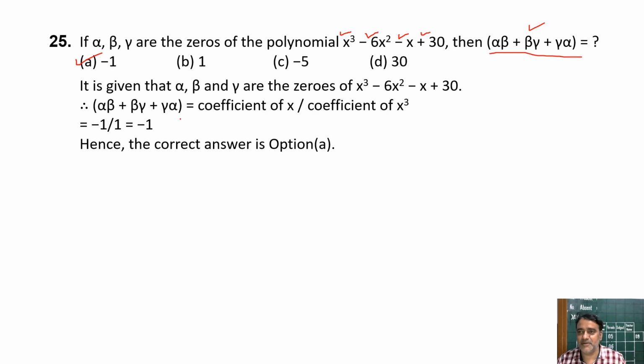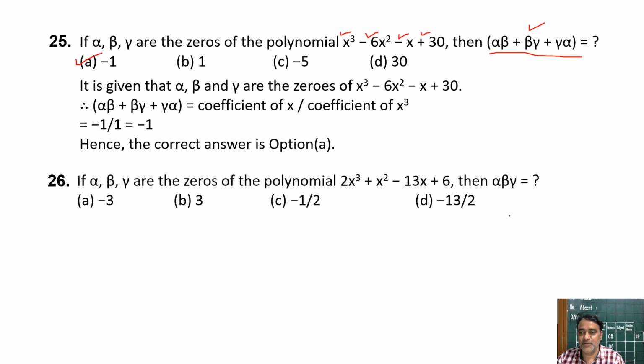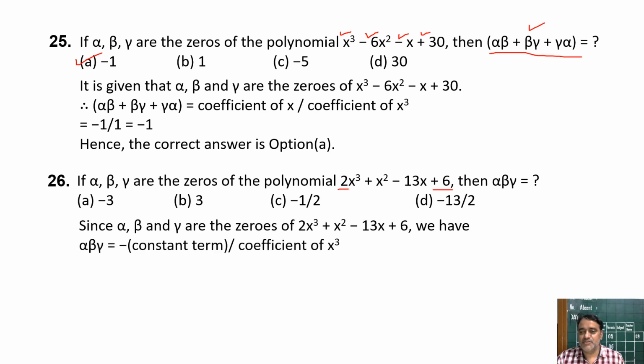Now we are moving toward question number 26. यहाँ पे product of zeros हम लोग को निकालना है. So just now I told you that alpha beta gamma is equals to minus d by a. And what is the value of d here? Plus 6. And a? Plus 2, right. So alpha beta gamma is minus d by a, or minus constant term upon coefficient of x cube. So that is minus 6 upon 2. What is minus 6 upon 2? Minus 3, right. So which option is the correct one? Option A, right.